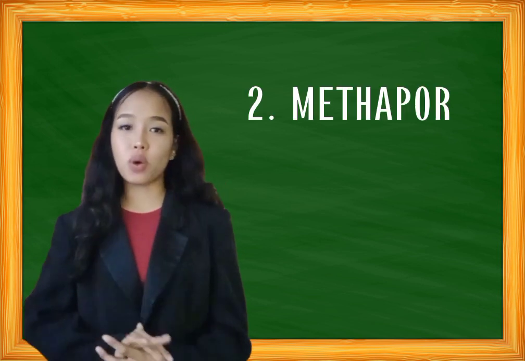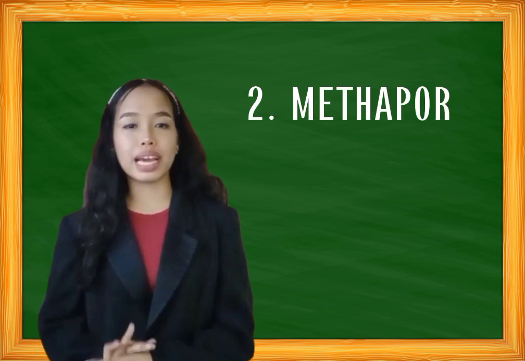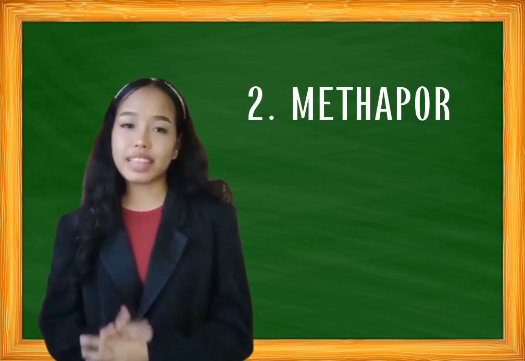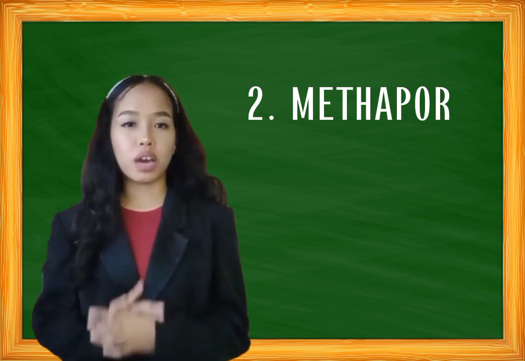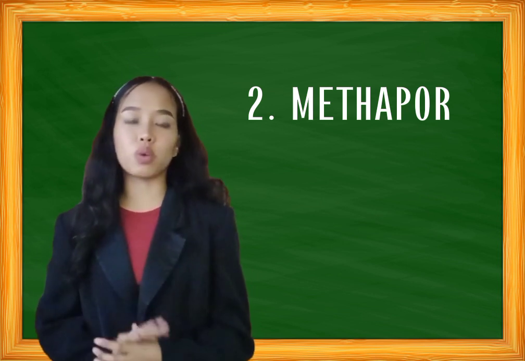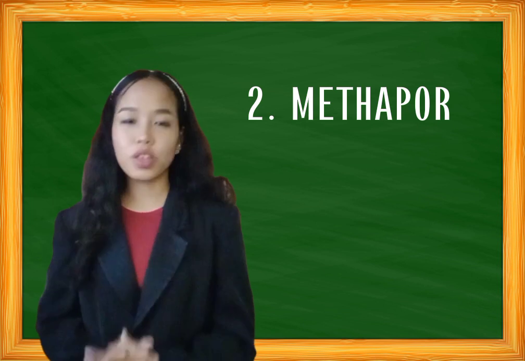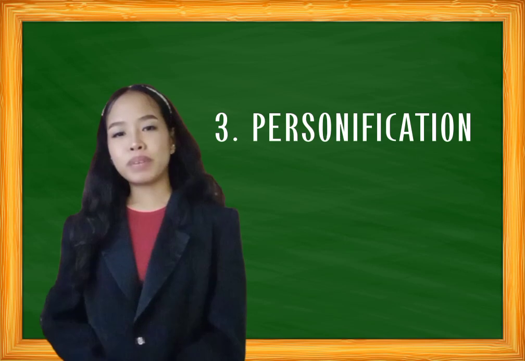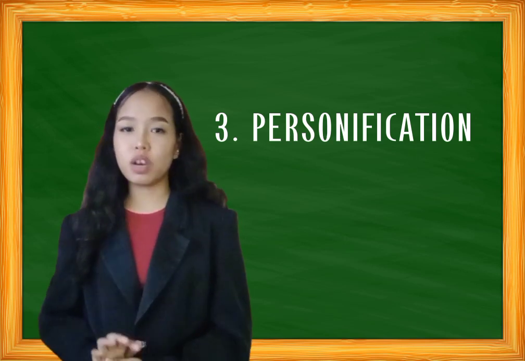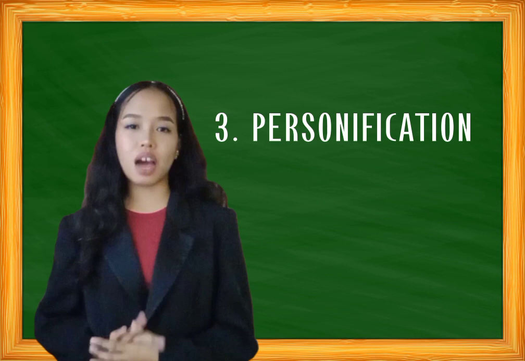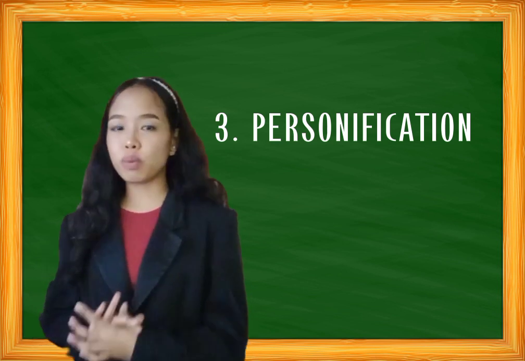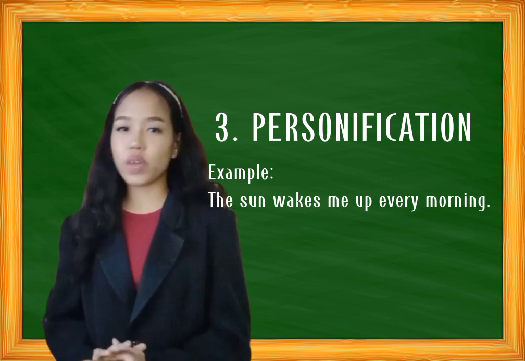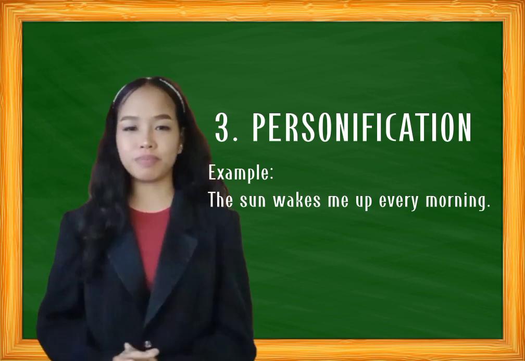A metaphor is a word or phrase that is used to make a direct comparison between two things. It tells that one thing is actually another without using the words like or as. For example, you are my sunshine. Personification is achieved when objects or animals are described using humans' characteristics. For example, the sun wakes me up every morning.